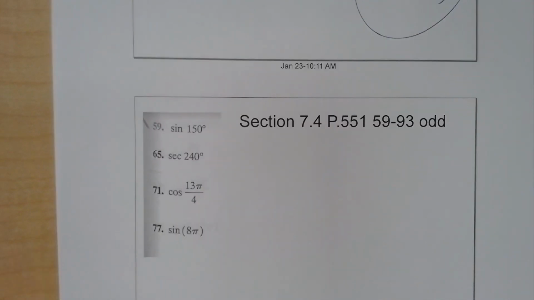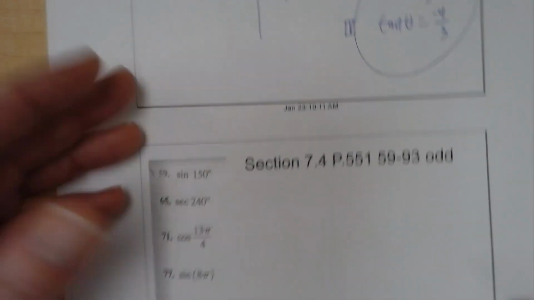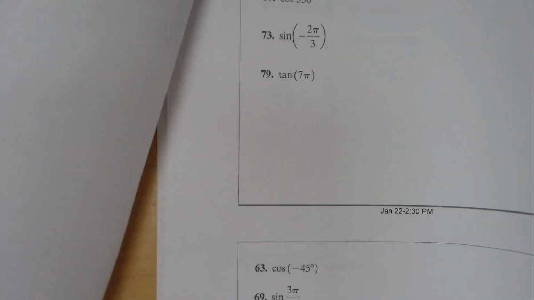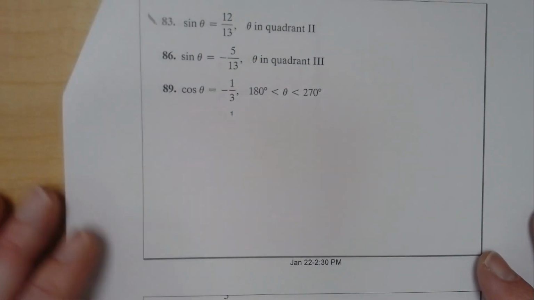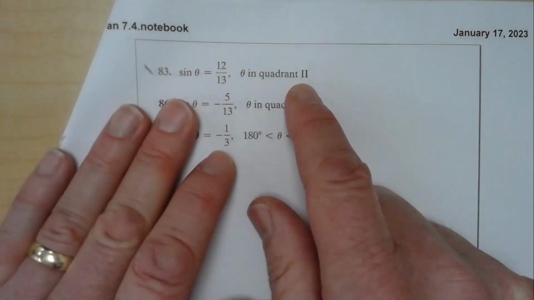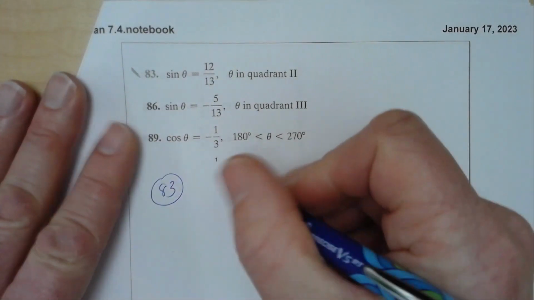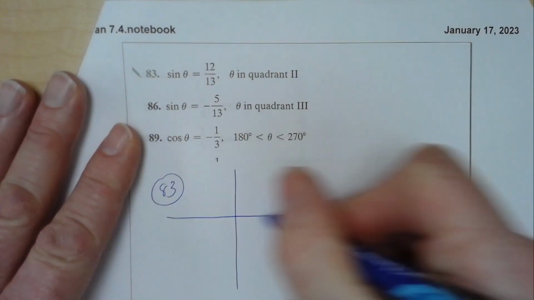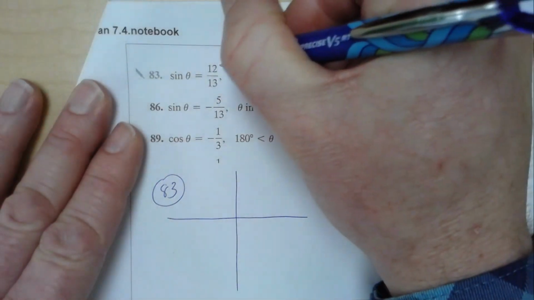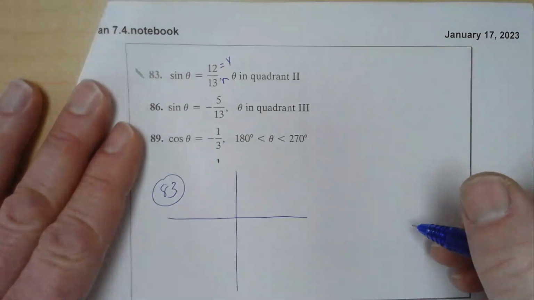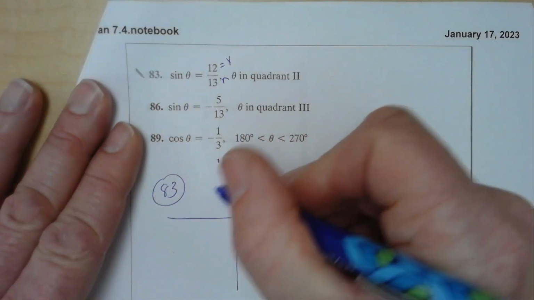So here's the homework, page 551, and it's all odd numbers. And this is basically the stuff we've done. And then when you get to 83, it's kind of like the last example we did. So on 83, you're in the second quadrant. So it means you're over here. So the y value is 12 and r is 13. So y is 12. So that means it's really steep.